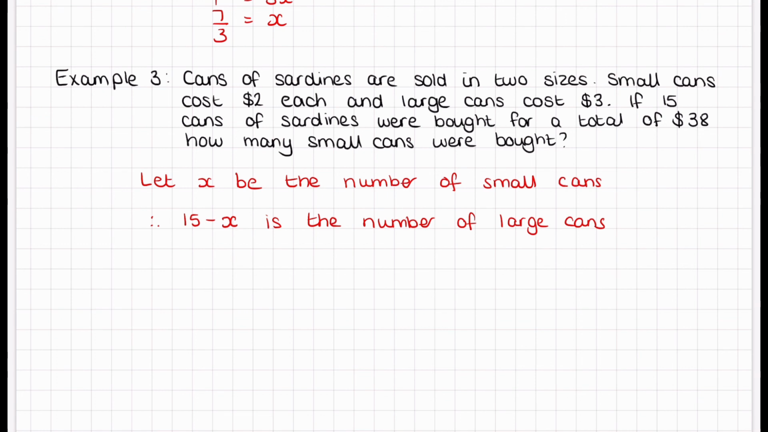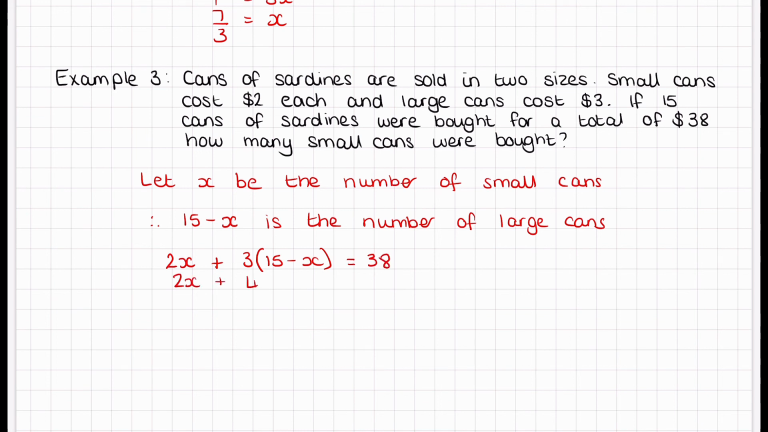Now we can make an equation. So we know that small cans are $2 each, so we want 2 times x. And large cans are $3 each, so that'd be 3 multiplied by (15 minus x), how many large cans we have. And that equals 38. And then we just expand and simplify.